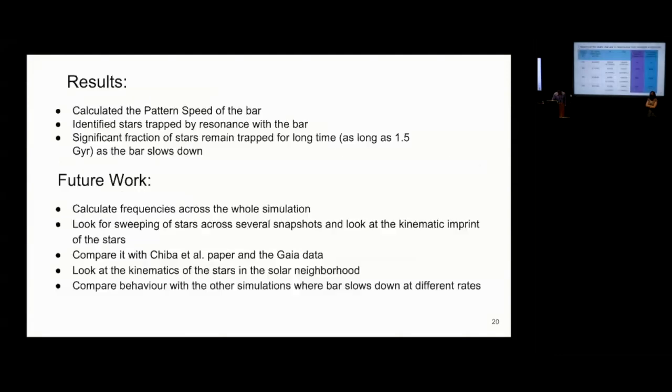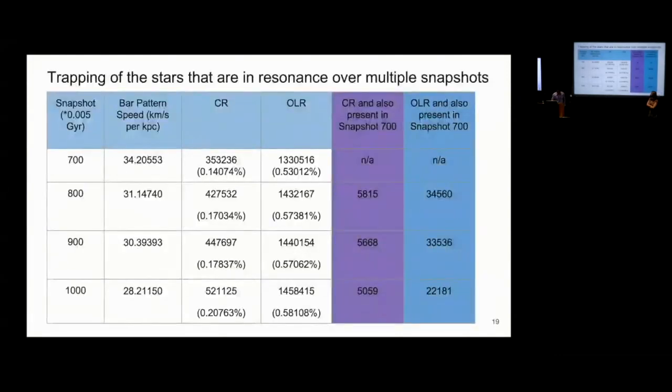I have the numbers. In snapshot 700, it was 3.5 gigayears after the simulation, 0.14% of the stars were in rotation. And surprisingly, that percentage keeps on increasing as we move forward in time.